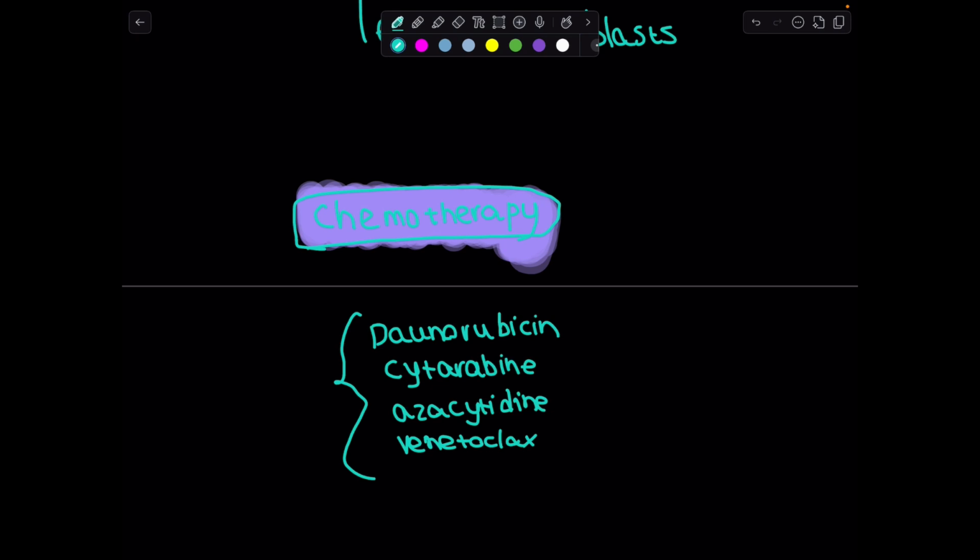Daunorubicin, named from Daunia, an Italian region where related compounds were found, and rubin, red color. It reflects its DNA damaging, apoptosis inducing role in AML by disrupting blast replication. Cytarabine, from cytosine, a DNA base, and arabinose, a sugar in its structure. It indicates its function of blocking DNA synthesis to kill AML-ALL blasts. Azacitidine, from aza, nitrogen in its ring, and cytidine, DNA-like structure. It hints at fixing DNA methylation to slow leukemia cell growth.